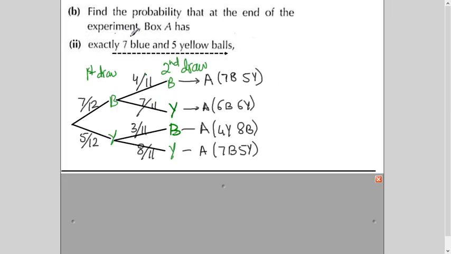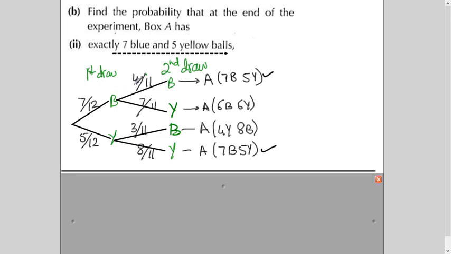Now it is saying 7 blue and 5 yellow balls. So is there a situation at the end that box A has 7 blue and 5 yellow balls? Oh yes, it is this situation and this situation. So this situation is because of drawing blue and putting back blue. Drawing yellow, putting back yellow, right? So what is this? Blue and blue.